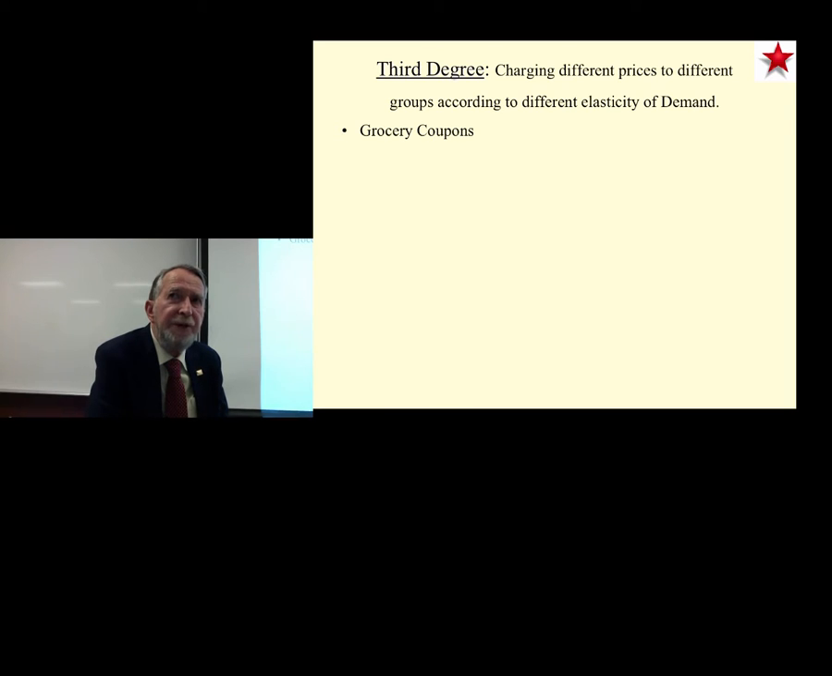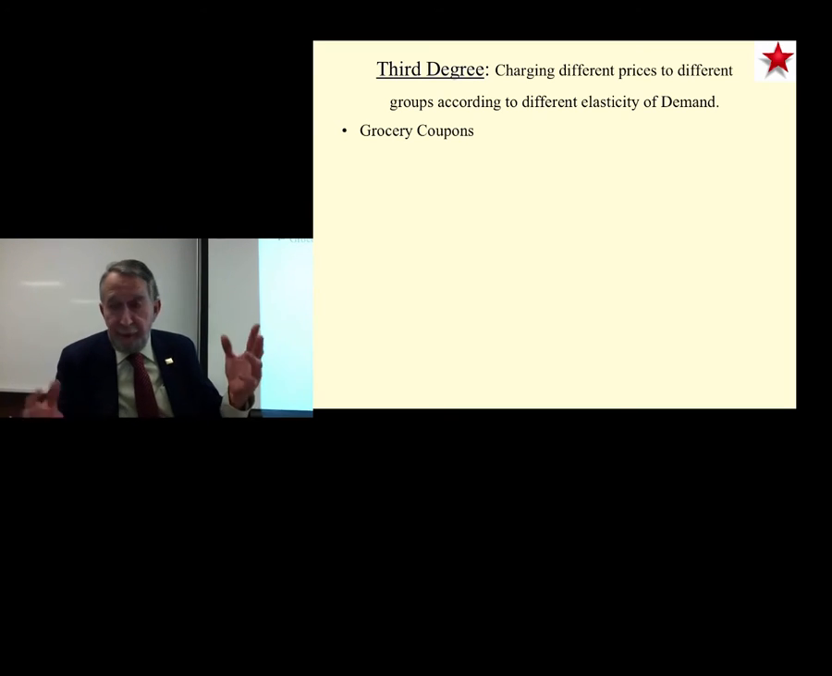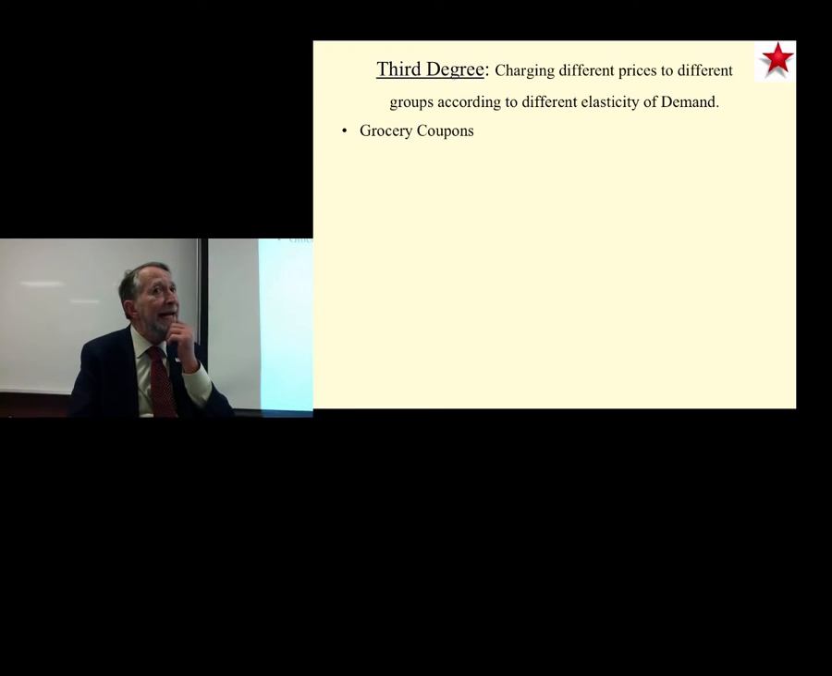Okay, so who's the elastic demander? The person who uses coupons or who doesn't? Who uses them, right? Good. And then the person who doesn't use them pays a higher price. So basically, you raise the price on the shelf, and then you lower the price to this other group. If that's the case, I must believe that the people using the coupons are the more elastic demanders, because they're the ones I'm giving a lower price to.